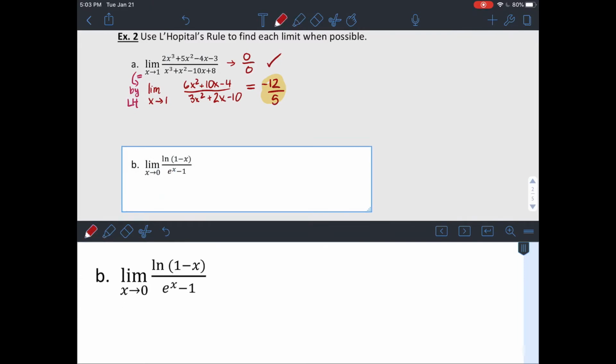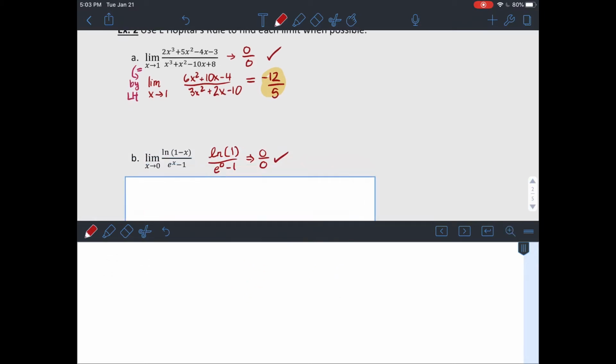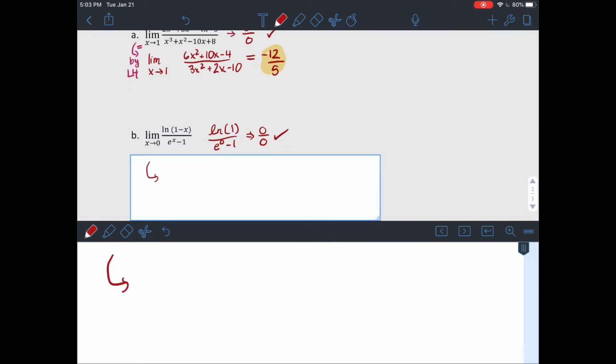If you look at B, before you blindly use L'Hopital's rule, make sure you have one of your required forms. So if you plug in 0 for your x values here, you end up with 0 over 0, which is, again, one of our possibilities for using L'Hopital's. So take the derivative of your numerator and the derivative of your denominator separately, and the value of that limit should equal the value of our original.